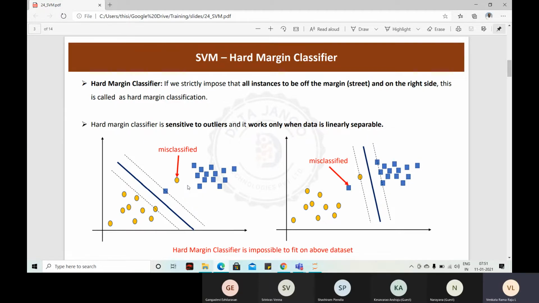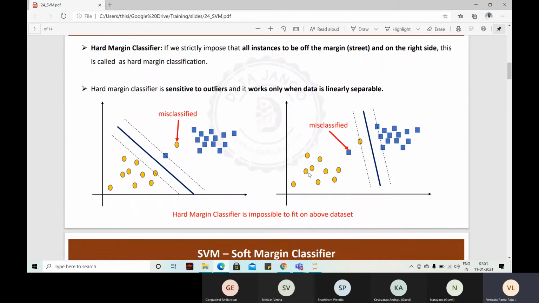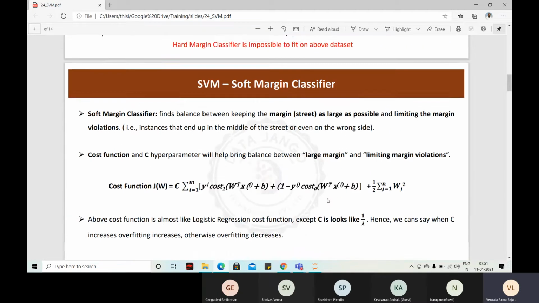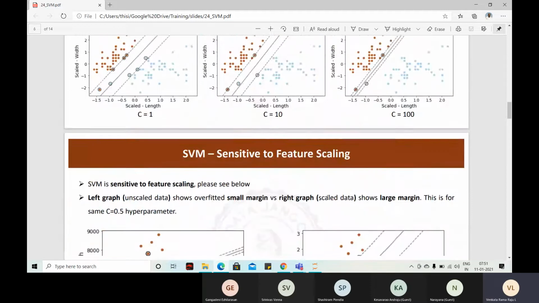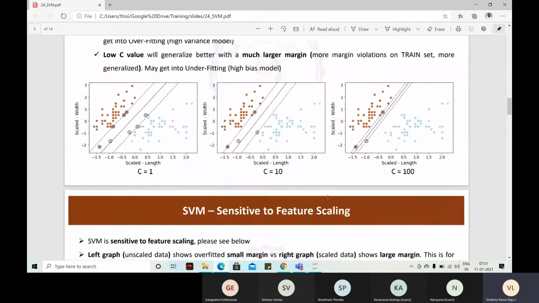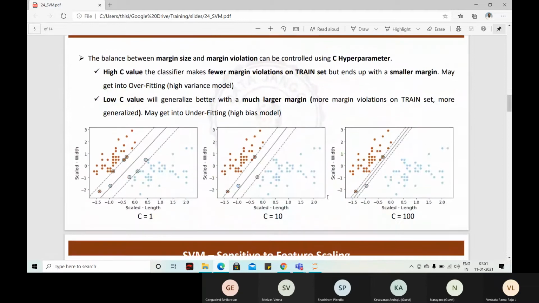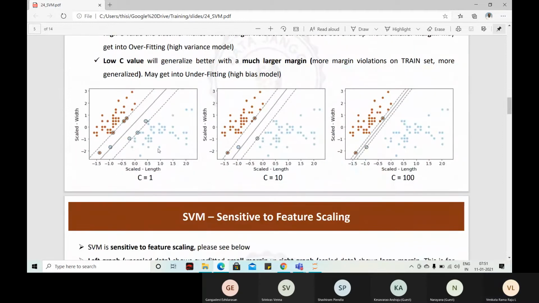If you use the existing implementation and try to do a hard margin classifier, it will very rarely happen in real time, because the algorithm will overfit. If you see these diagrams, we almost tried to get all the blue points to fall on one side and the red dots on the other side. This is a hard margin classifier.